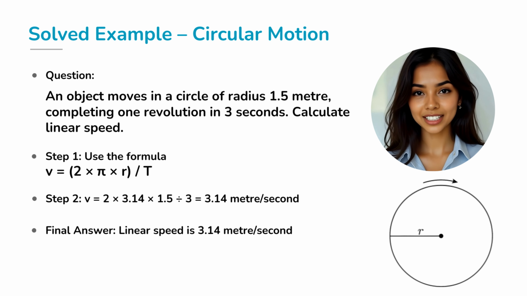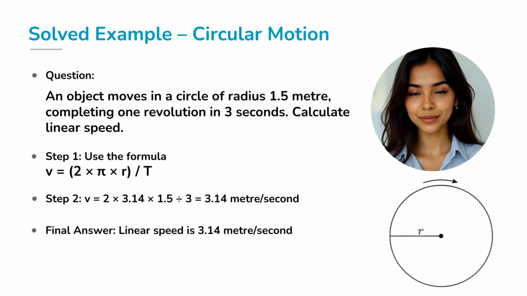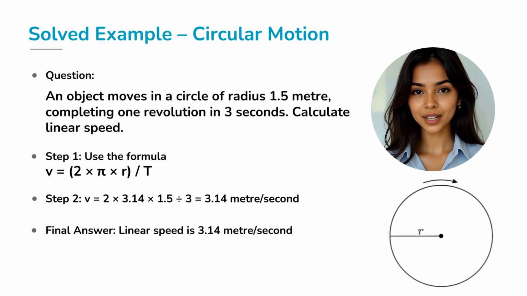Let's solve a practical problem to make things clearer. Suppose an object moves in a circle of radius 1.5 meters, completing one revolution in 3 seconds. We are asked to calculate its linear speed.